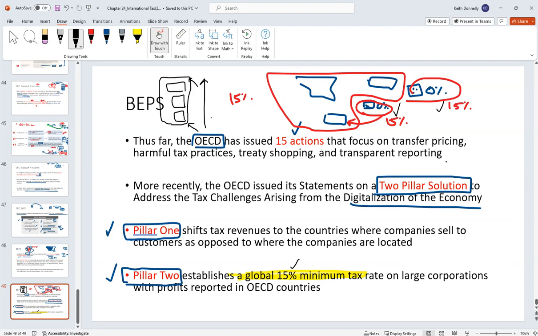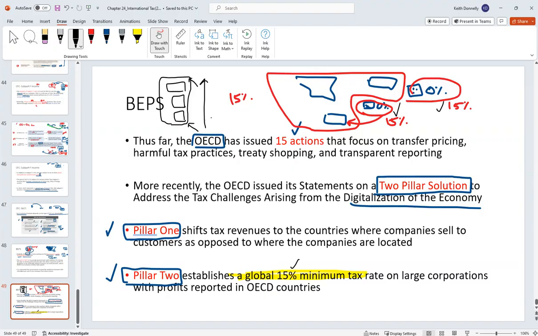I mean, they're trying the best with what they got. So I don't want to say they're bullies in the sense that they're trying to do this for their own self-interest, but it's the best they got. But that's the idea here with international tax.